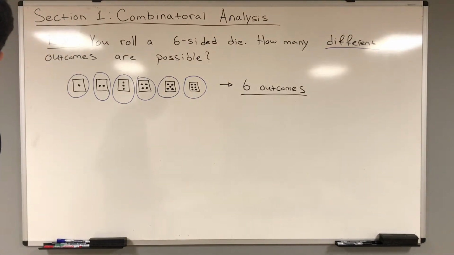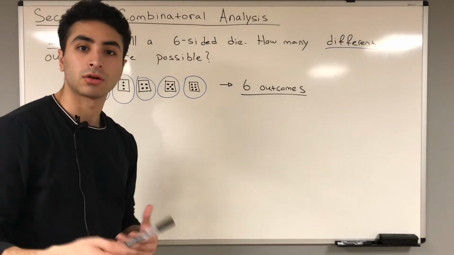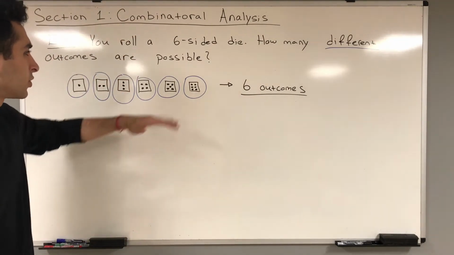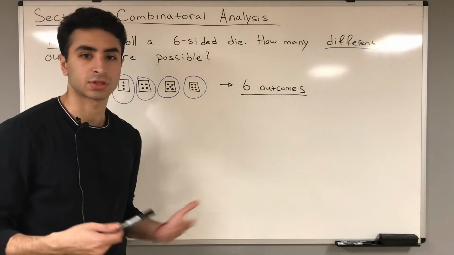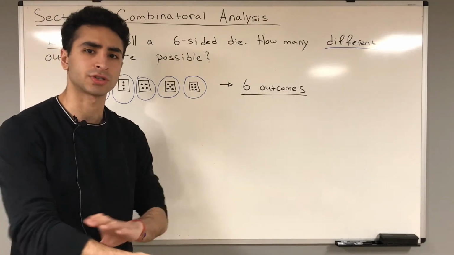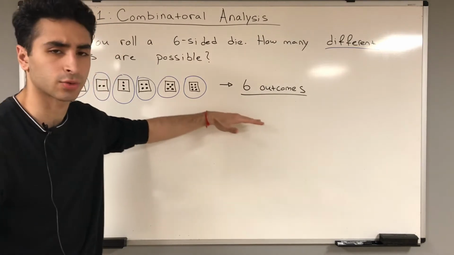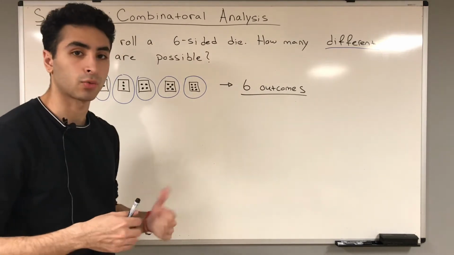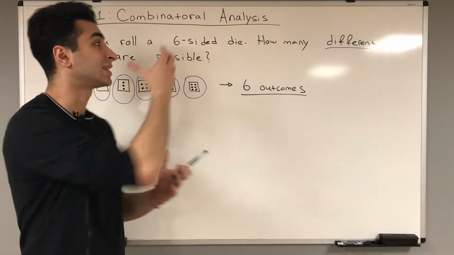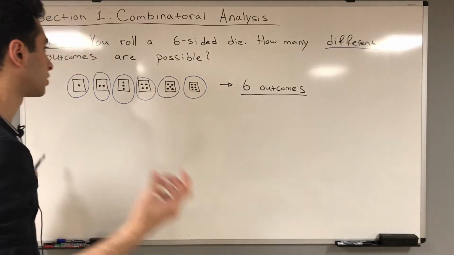Okay, now let's move on to a little harder example. If you look at this example and think, okay, we know how to count this, why do we need a whole section on it? Well, it turns out the examples become much harder to really count this way. But we'll do a second example where we will list out all the outcomes, and you'll see why we need combinatorial analysis.